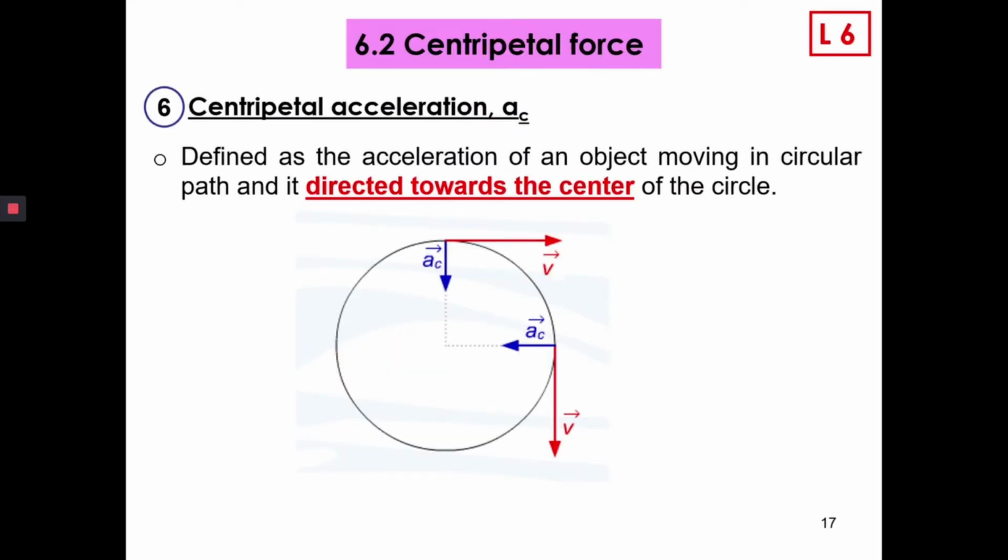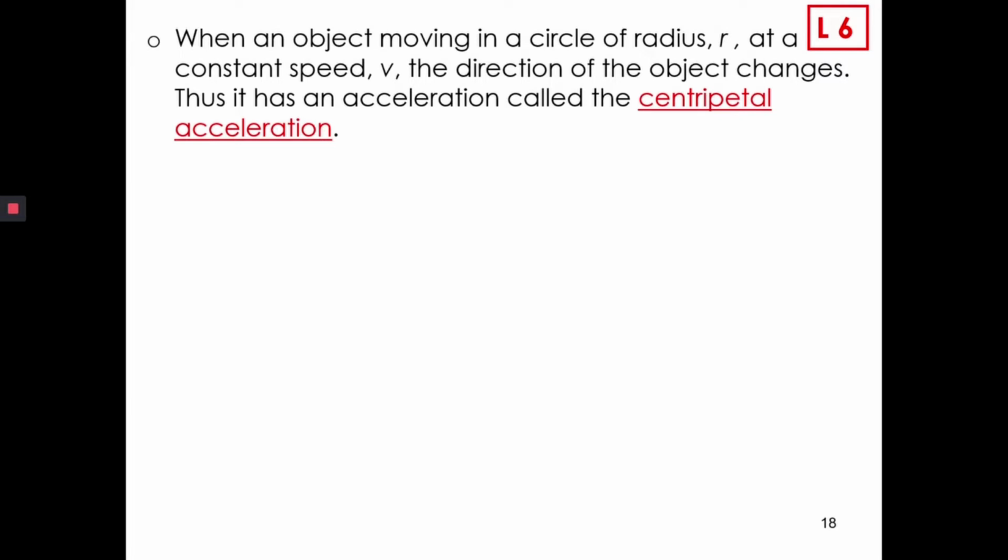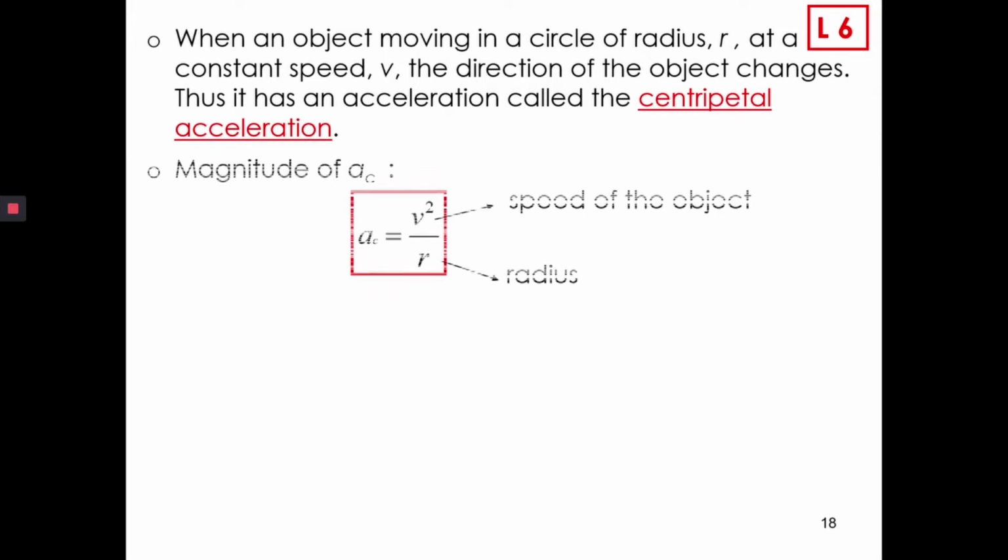Centripetal force. Okay, first part in centripetal force is centripetal acceleration, defined as acceleration moving in a circular path and directed towards the center of the circle. When an object moves in a circle, we know that even though the speed does not change, because of direction change, we're going to have a centripetal acceleration.